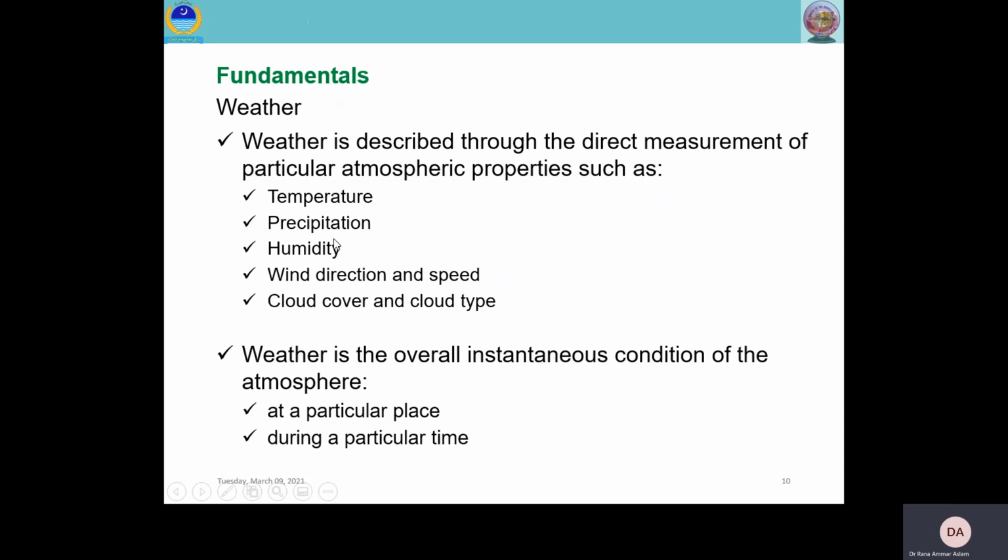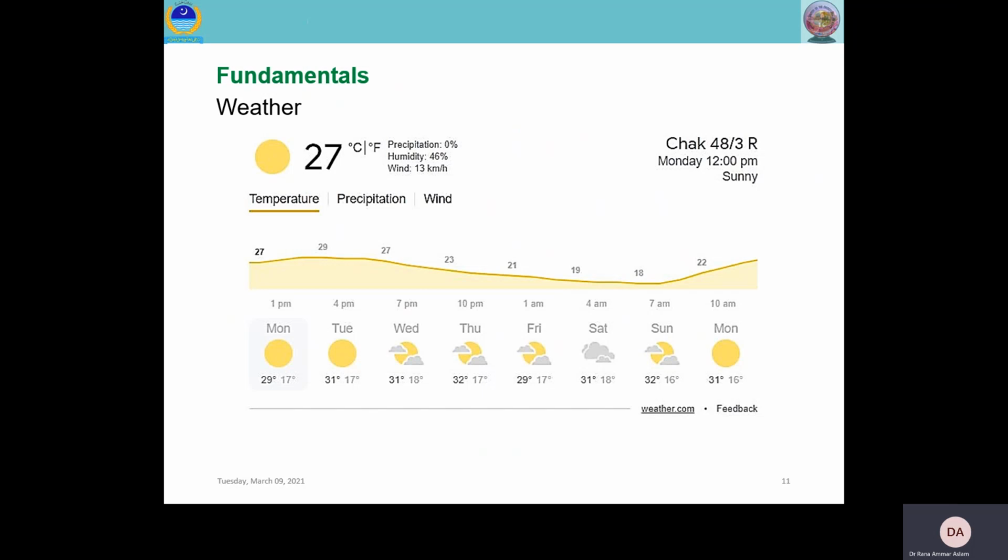And here the 2 things are very important: time and location. So if you have a shorter or specific time, and a specific location, and you are asked to measure, note or record the values of these 5 parameters, including temperature, precipitation, humidity, wind direction and speed, and cloud cover and type, then those values for that particular time and that specific location will be termed as weather, right? To make it more clear, this figure elucidates the concept of weather. Here I have told you that there are 3 things.